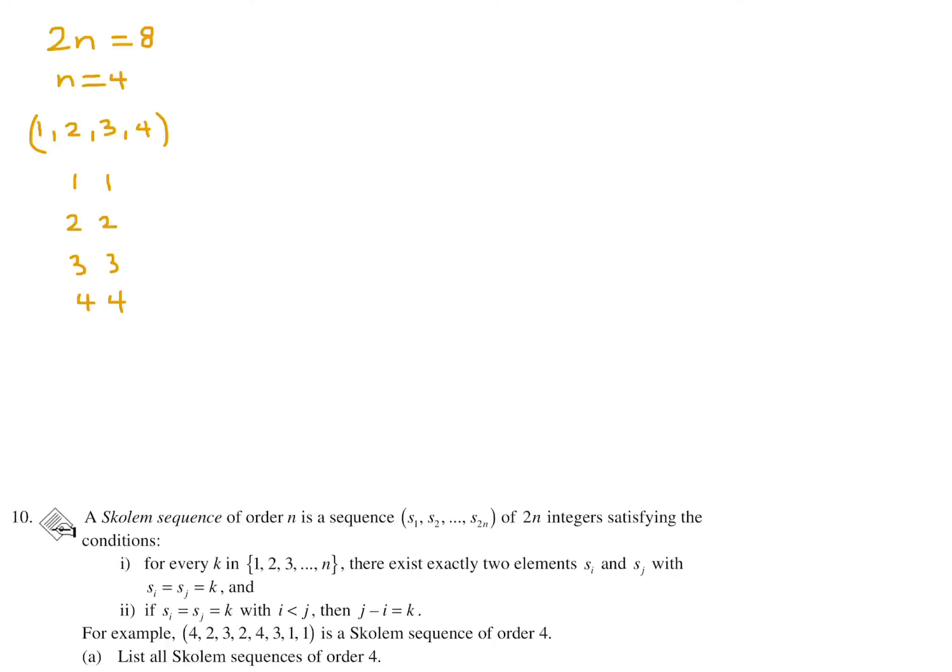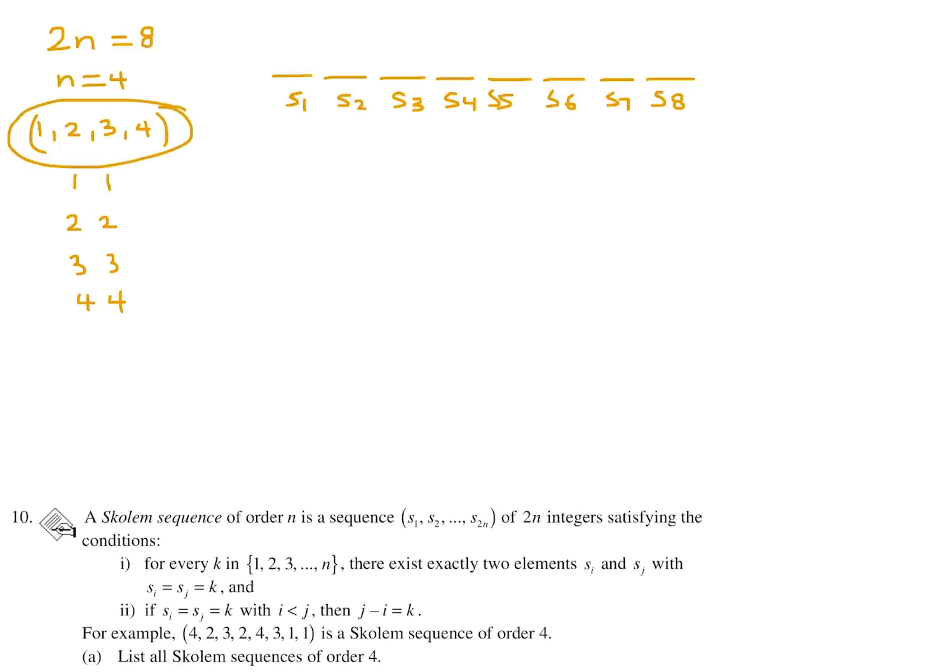Okay, so they want all Skolem sequences of order 4. All right, we know that we've got 8 positions, just like that. S1, S2, all the way up until S8. And we know that the numbers, since it's an order 4, are these numbers, but each of them twice. So I've got everything set up where we are all set to go here. Now what we have to do is figure out how to place these 8 numbers into the sequence, matching the criteria.